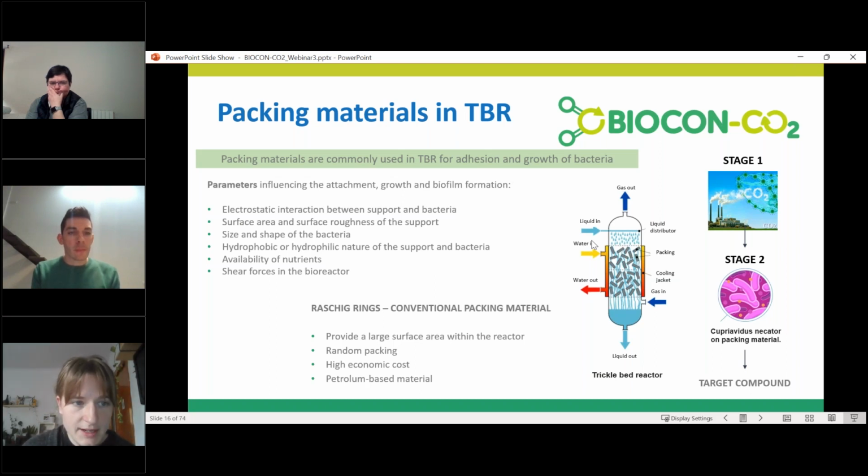Then the surface area and the surface roughness of the support. Different types of bacteria exist with different shapes, such as spherical, rod-shaped, or flagellar, and this shape has to fit the surface morphology. Then hydrophilicity or hydrophobicity. Better cell adhesion has been reported on both kinds of substrates; it depends on the nature of the bacteria. Then the availability of the nutrients, and finally the shear forces.